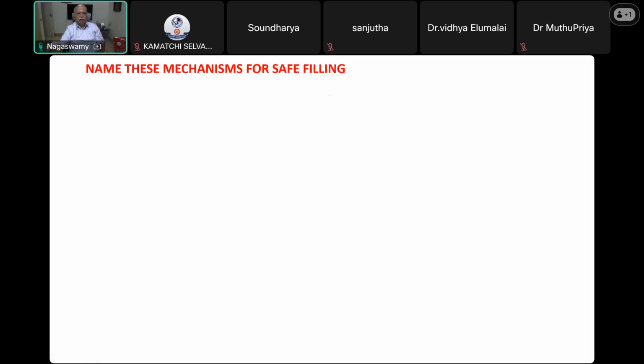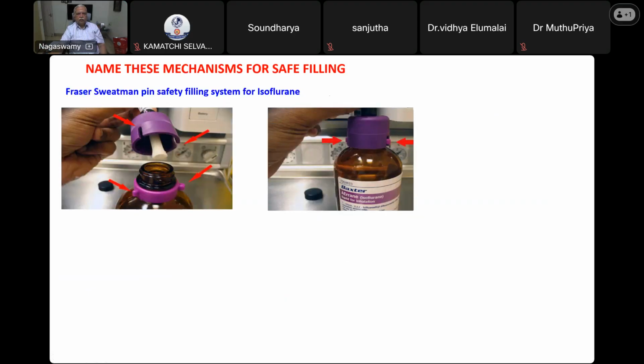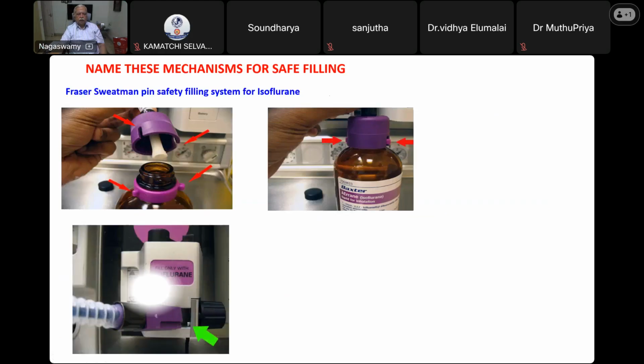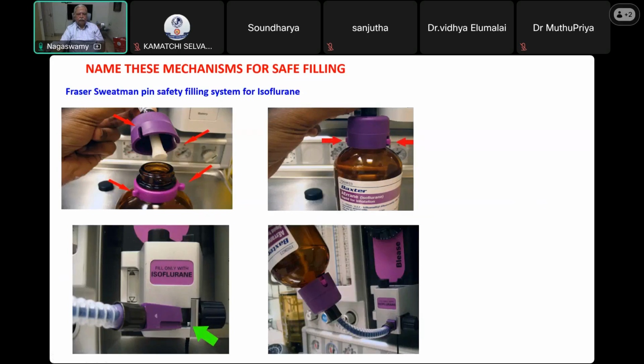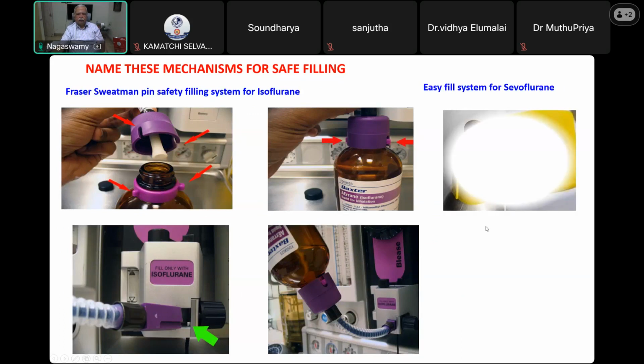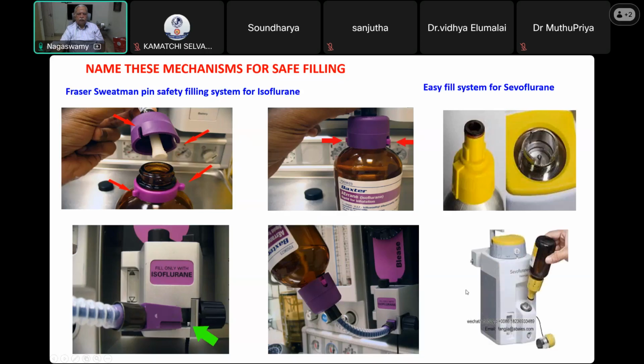Name these mechanisms for agent filling. What is Fraser-Sweatman pin safety? Have you all seen isoflurane being filled with this in your OTs? This is called the keyed filling system. You have a separate key like this, and the easy fill for sevoflurane is this. Just fit it into that.